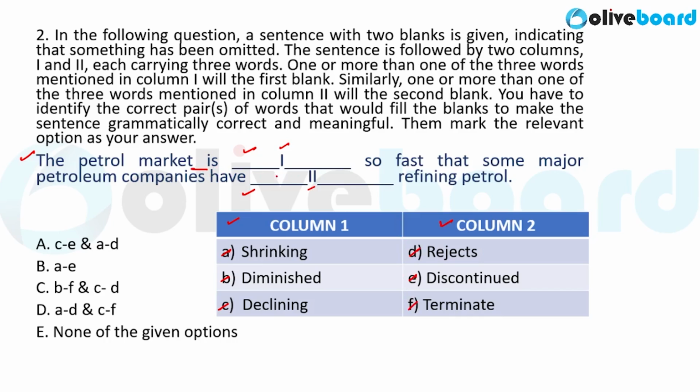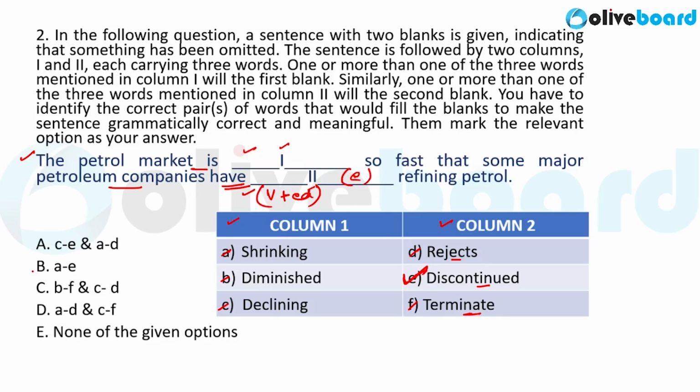Now, if you were to go through this sentence, the sentence says the petrol market is blank so fast that some major petroleum companies have blank refining petrol. So, if you notice here, the second blank is preceded by have, and if you go through the options, option D says rejects, option E says discontinued, and option F says terminate. Now, have is always followed by a past participle, that is the verb plus ed form. So, option E here satisfies this criterion. Hence, option E here is suitable.